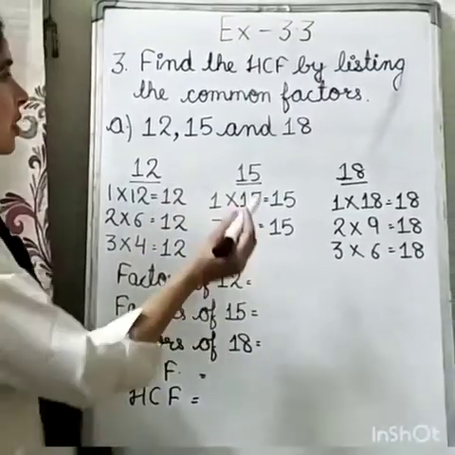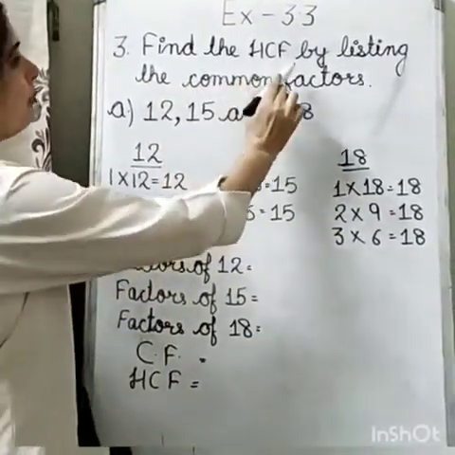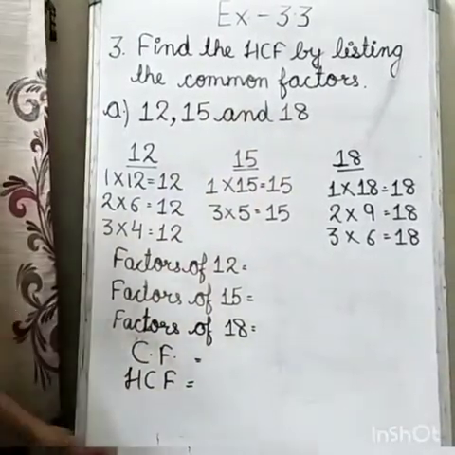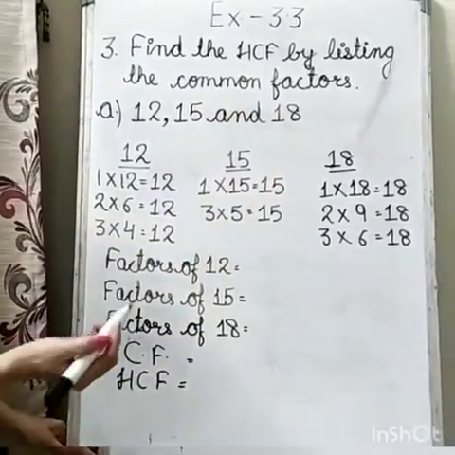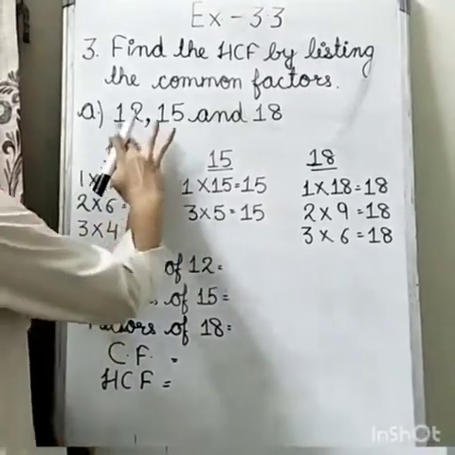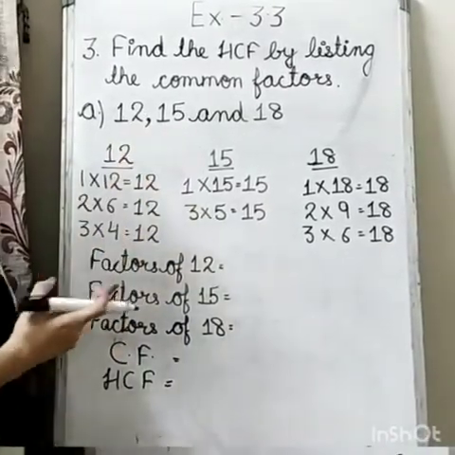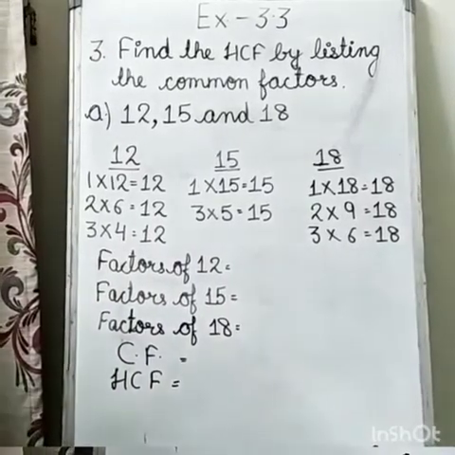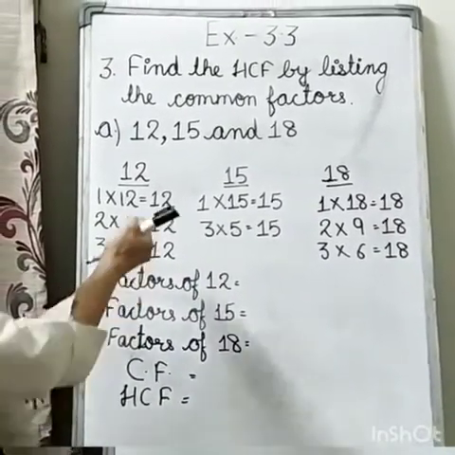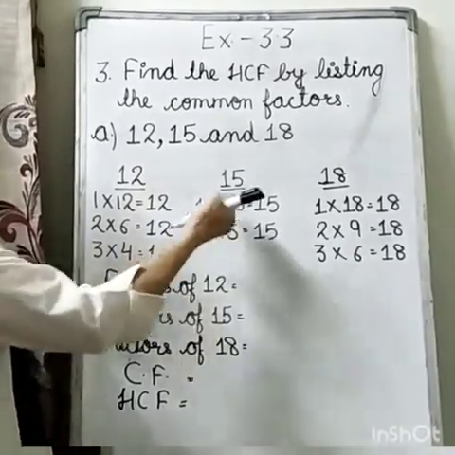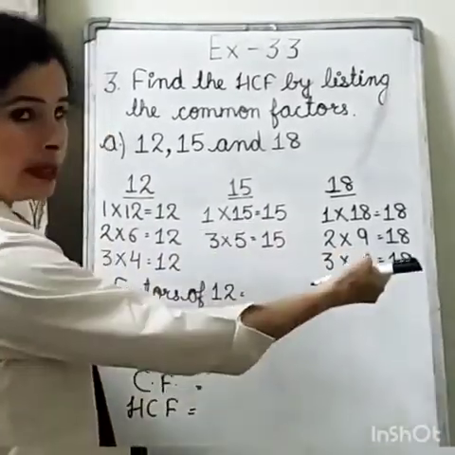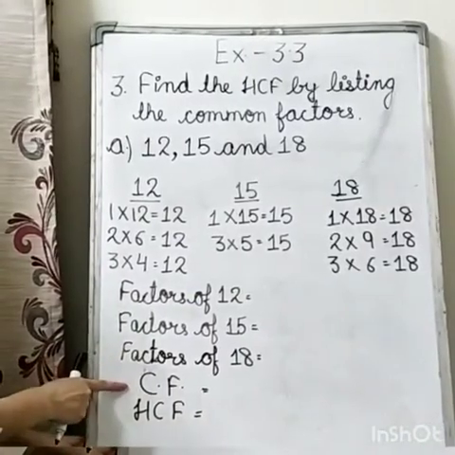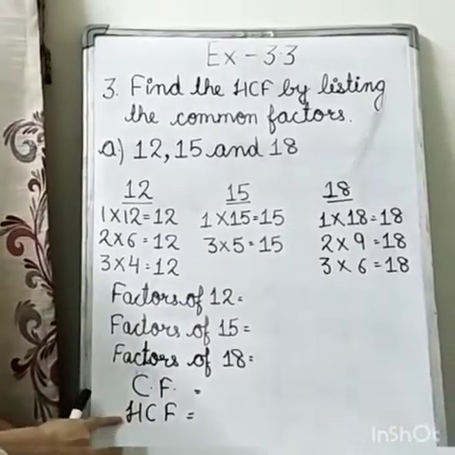Our third question is find the HCF by listing the common factors. Question is same. The only difference, earlier we were finding the HCF of two numbers and in this question we will find the HCF of three numbers. The steps are same. First, find the factors of these three numbers. Then write the factors of those. Then common factors and then the HCF.